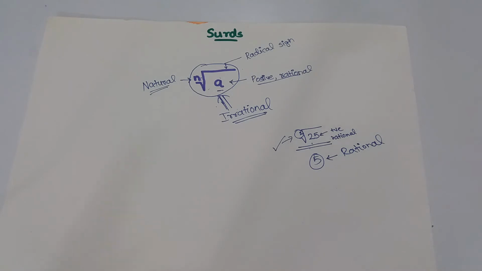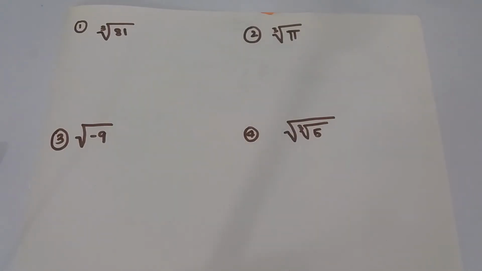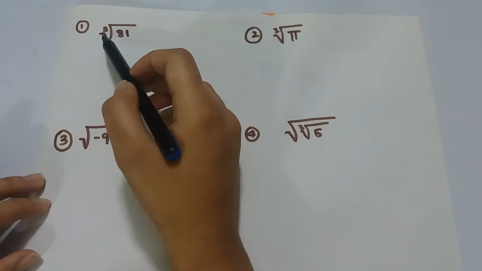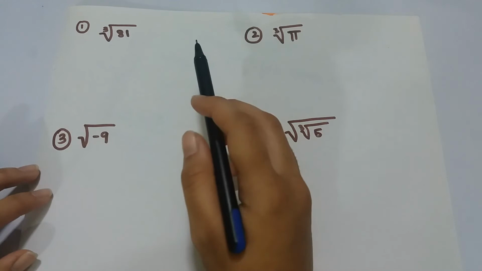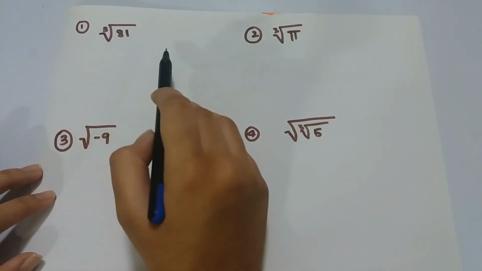Now let me give you some examples of where we will understand the verification of surds better. So here are some examples to understand surds better. Now once we solve them, you will be able to easily identify surds. So the first one is cube root of 81. Now is it a surd or is it not a surd?